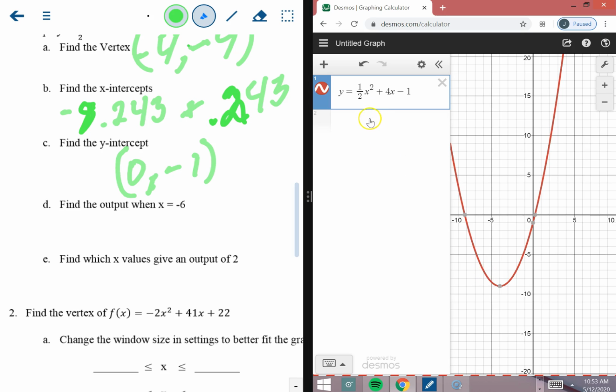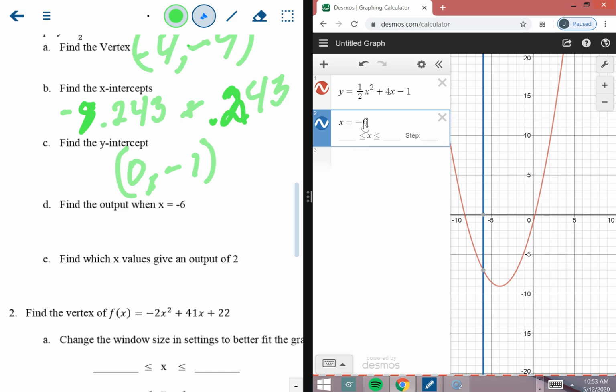Well, you can make another equation. Find the output when x equals -6. You can just type that in as an equation, x equals -6. And the answer is going to be where those two lines cross. Okay, so you got a vertical line, x equals -6. Wherever that crosses the parabola is going to be the answer. So (-6, -7). So the output when x is -6, which means the y value is -7. Okay.